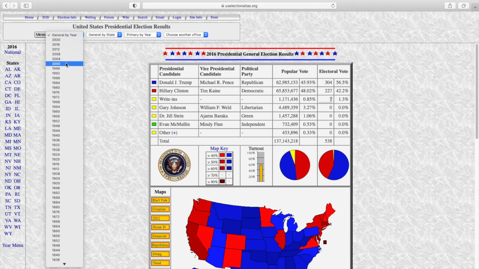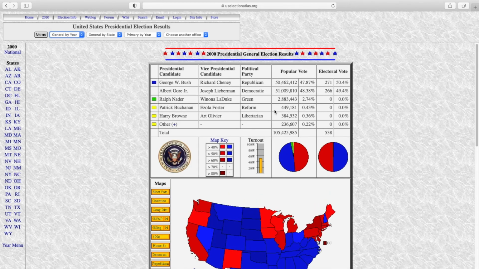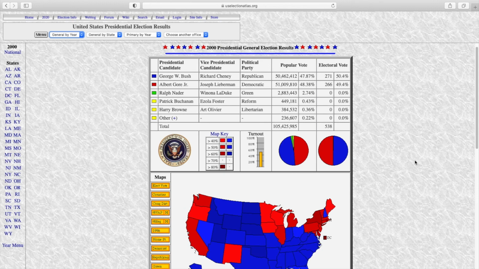Let's go back to the year 2000, before you were born. This is another time when someone who lost the popular vote won the presidency. George Bush and Richard Cheney, 50,462,412 for 47.87. Al Gore got 51,009,810. So there was a difference there of about 600,000 votes. But George W. Bush won the Electoral College by exactly 2 votes, 271 to 266.